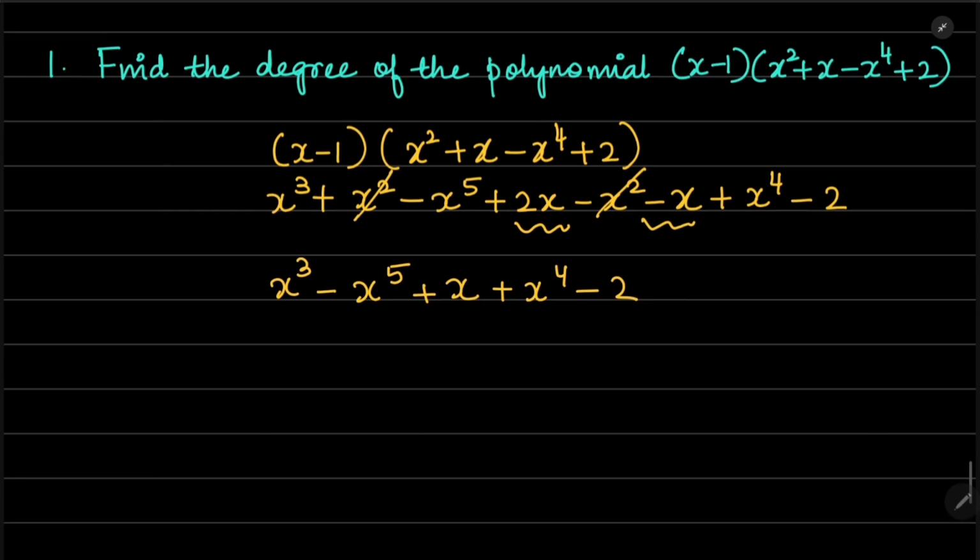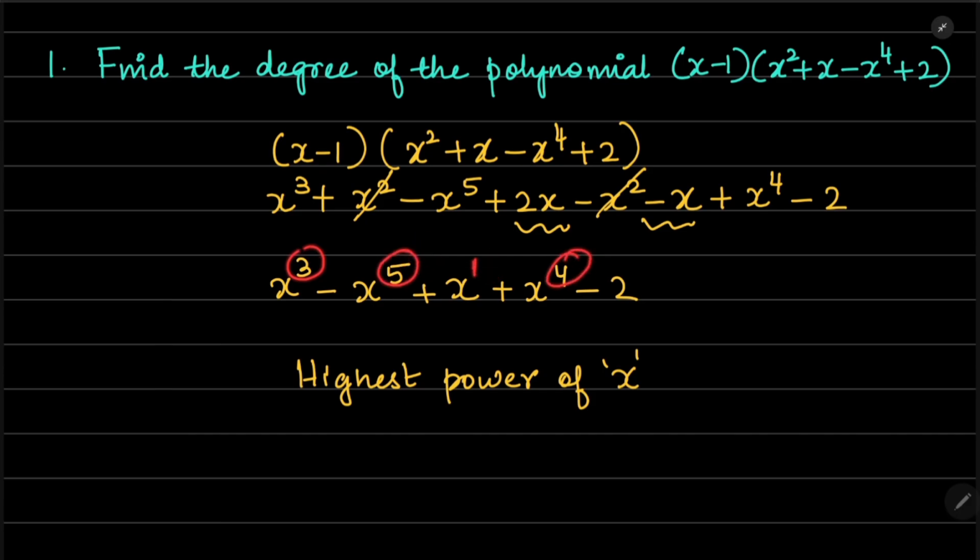Now tell me, what is the highest power of the variable x? The first one is 3, then x to the power 5, x to the power 1, 4. What is the highest power? It is 5. Okay, so the highest power of x in the given polynomial is 5. Therefore, the degree is equal to 5.